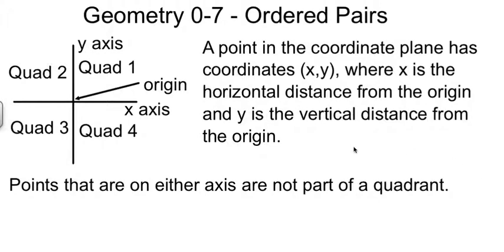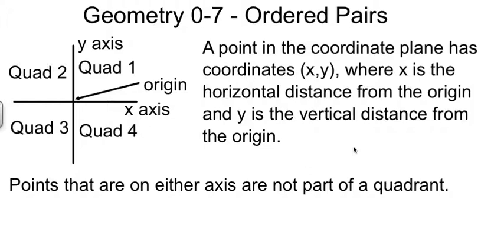This is Geometry, Chapter 0, Section 7, in which we will study ordered pairs. When you look at the coordinate plane, the good old XY graphing type thing, every point has coordinates of x and y, where x is the horizontal distance from the origin location and y is the vertical distance.